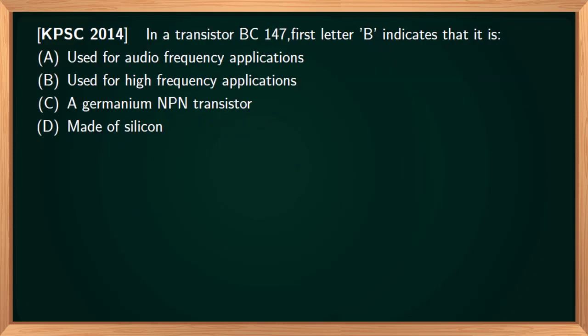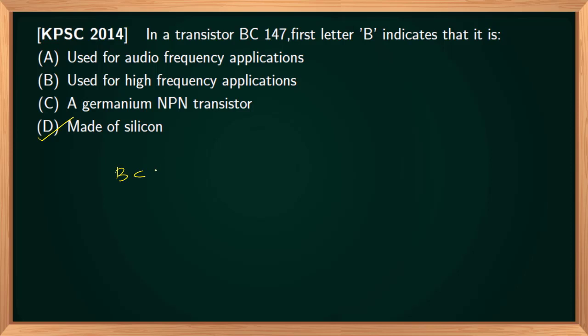Next question, in a BC 147, the first letter B indicates that it is option A, used for audio frequency application, option B, used for high frequency application, option C, a germanium NPN transistor, option D, made of silicon. The correct option is option D, it is made of silicon.